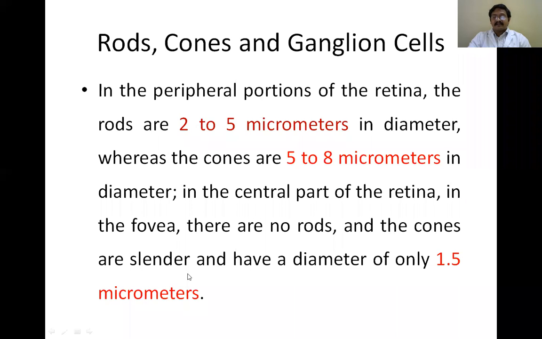If you take the center, the central cones are slender, only 1.5 micrometers. The rod's diameter is 2 to 5 micrometers, and the cones in the periphery are 5 to 8 micrometers in diameter. So the central cones are only 1.5 micrometers, the peripheral cones are 5 to 8 microns, and the diameter of the rods is 2 to 5 micrometers.